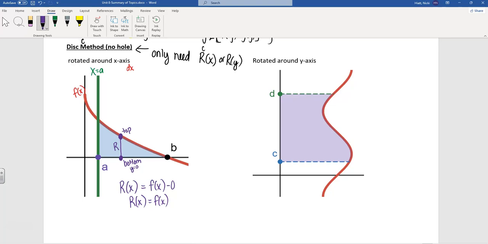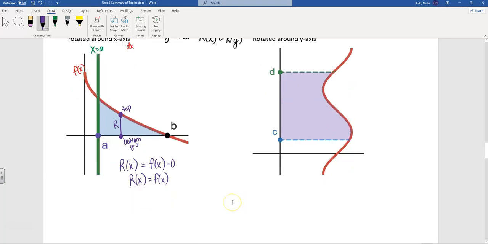And so every rotation problem, you're integrating pi r squared, right? So we're doing pi integral f of X, I like this better, squared dx. Limits come from the x-axis. It's a to b here.